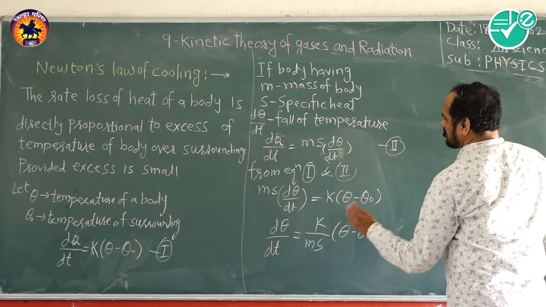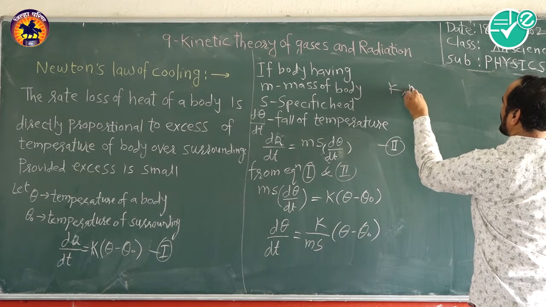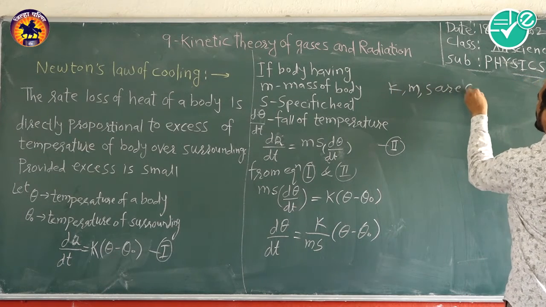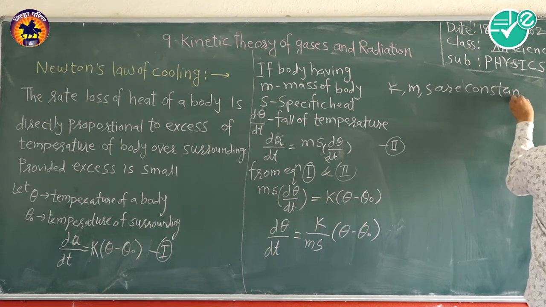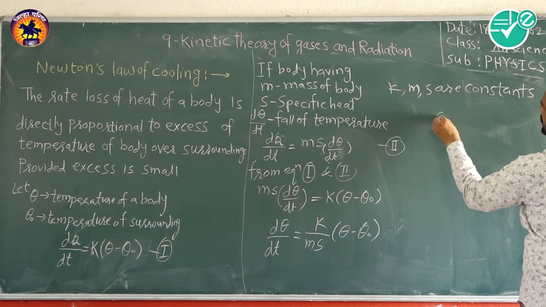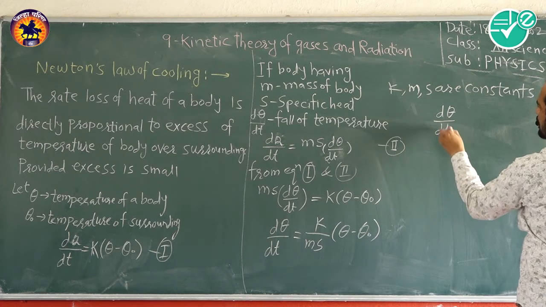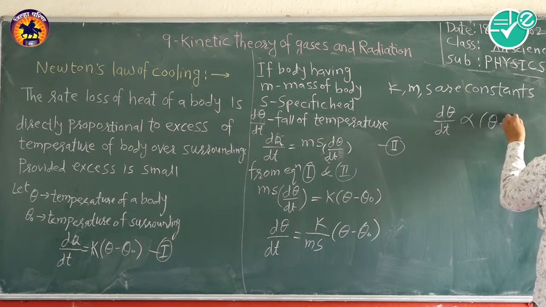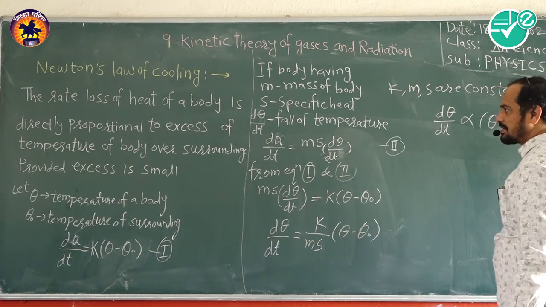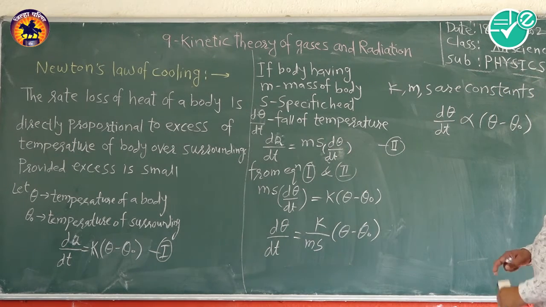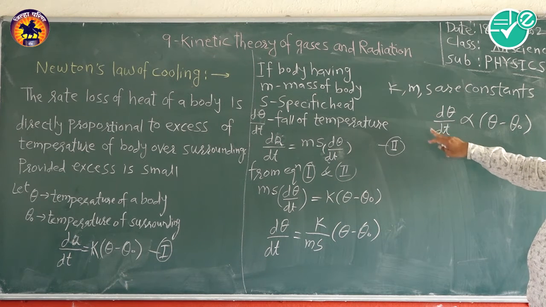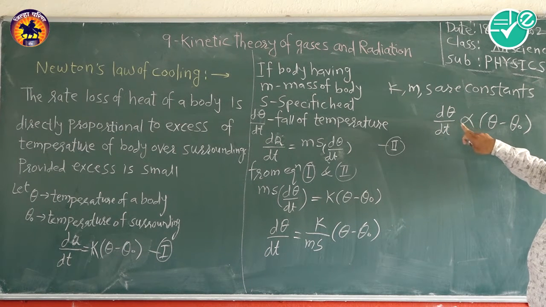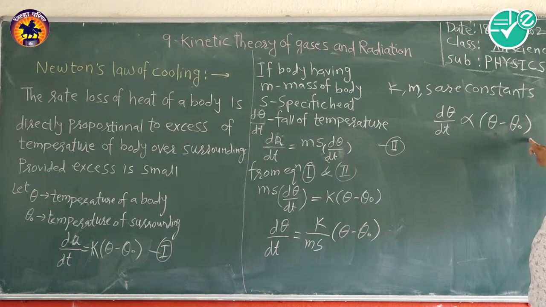Here k, m and s are constants. So we get the formula d theta upon dt is directly proportional to theta minus theta 0. So the second definition we can write is that the rate of fall of temperature is directly proportional to the excess of temperature of the body over the surrounding, provided the excess is small.